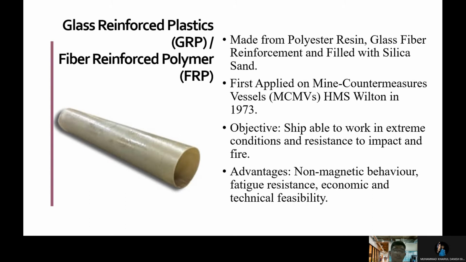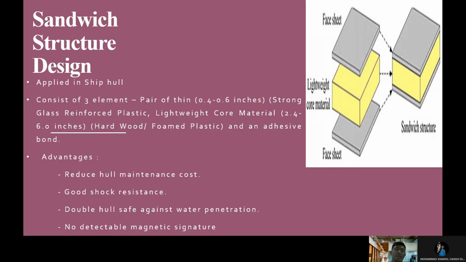The objective of using this material was to help the ship work in extreme conditions and be resistant to impact and fire. There are also advantages of using this material, such as non-magnetic behavior, fatigue resistance, and economic and technical feasibility. Next we will discuss the sandwich structure design.